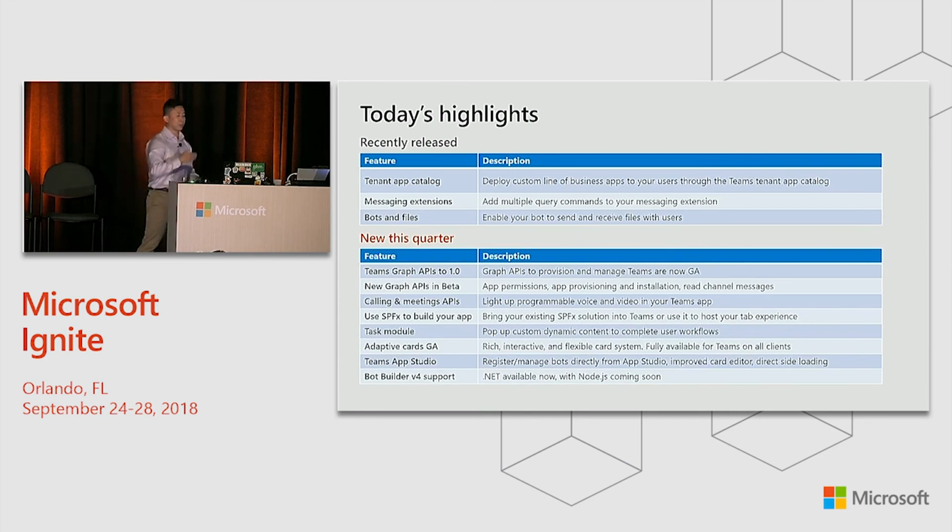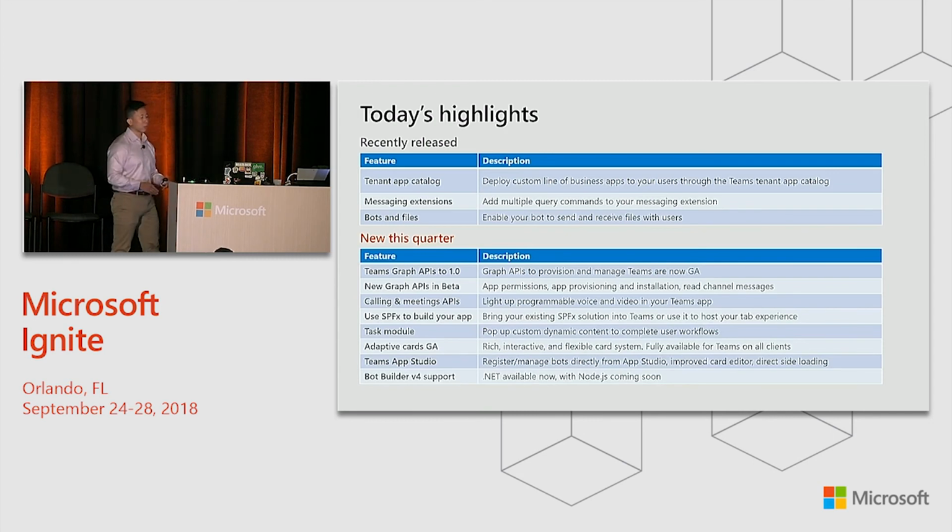The things at the top are things that we recently released, in between Build and Ignite. So the tenant app catalog, the ability to publish your apps, went to general availability. The ability to have multiple messaging extension queries. The ability for your chatbot to actually send and receive files in one-on-one. That's something that we've started to see some cool scenarios around.